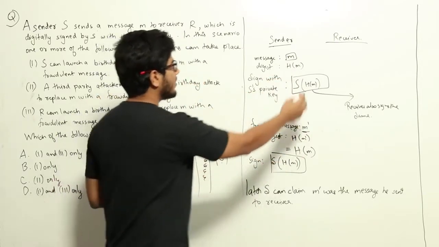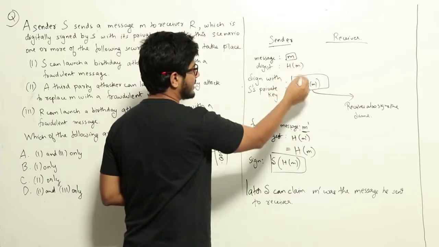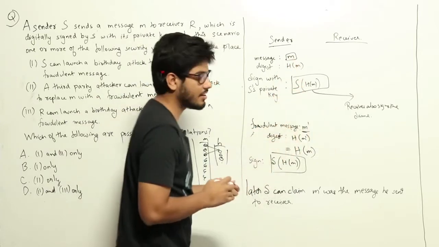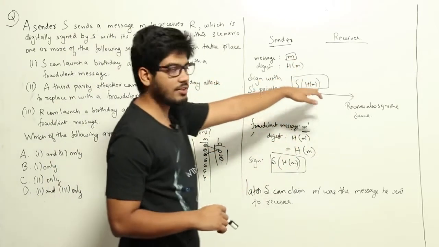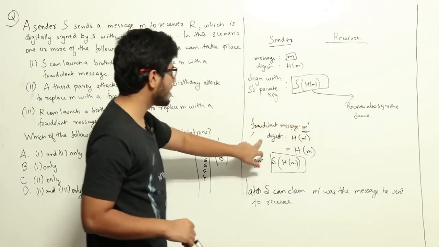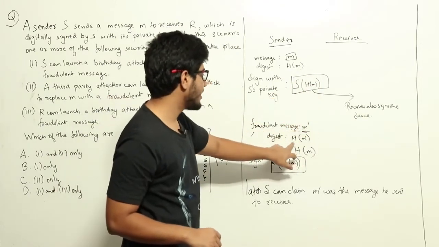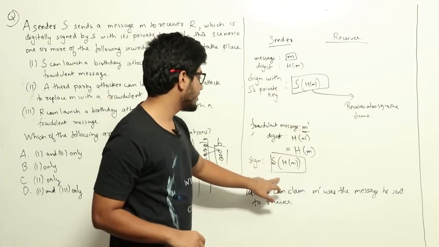After he does this, he will take this message, obtain the hash, sign it, and then send it to the receiver. Now, after the receiver also agrees to this message, he can take the fraudulent message M', get the hash, and then sign it.